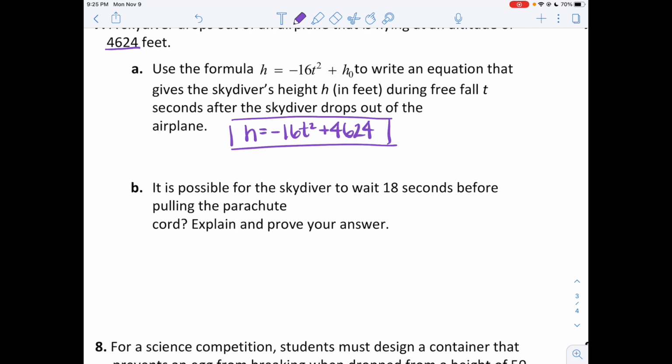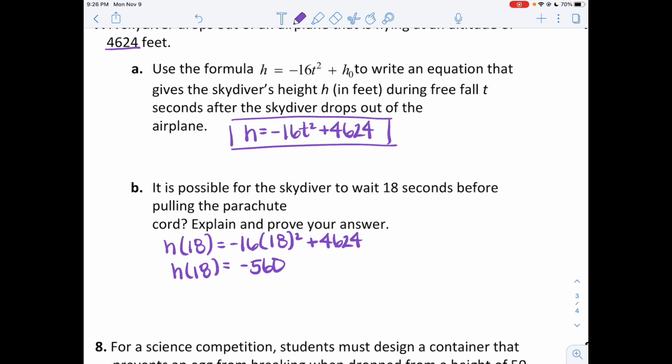So we want to find h when our time is 18. So h of 18. That's going to be negative 16, and then everywhere that we see our time t, we're going to say that it's 18 seconds. So we square that, and then plus 4624. Whenever we put that into our calculator, we are going to get a value of negative 560. Negative 560. So remember, we started at a positive 4624.